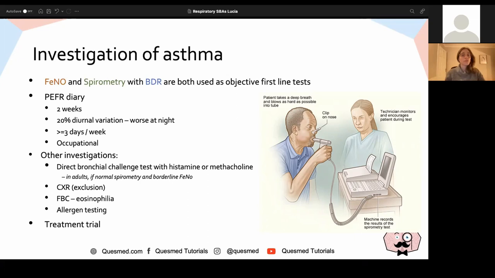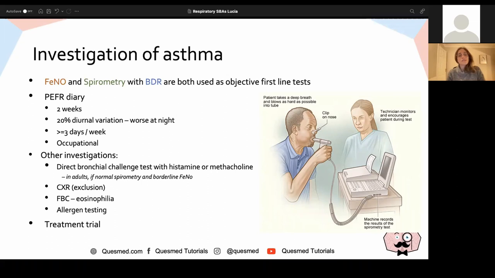Other things you'd ask a patient to do, as some of you rightly answered, however it's not first line, is a peak expiratory flow diary. You usually ask patients for 2 weeks to keep a measure of their peak flow in the morning and at night. And if there is more than 20% variation during the day, with a tendency to be worse at night, then it's more likely to be asthma, or at least it corroborates your diagnosis of asthma.